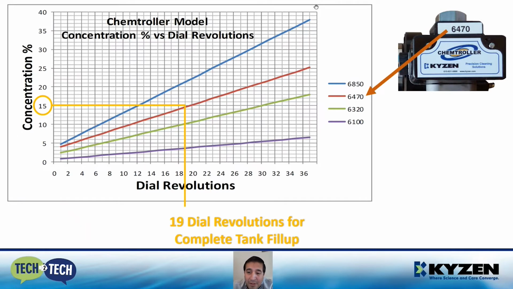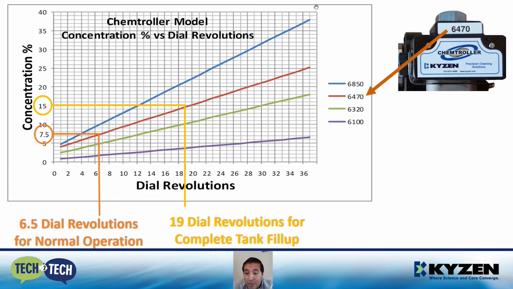The setup of the controller needs to be readjusted. When we are starting a process for the first time with a controller, we usually recommend to adjust it at half the recommended concentration for the normal operation of the process. That said, we would look to have the controller set up at 7.5 percent concentration, which translates into 6.5 dial revolutions. Why is this?